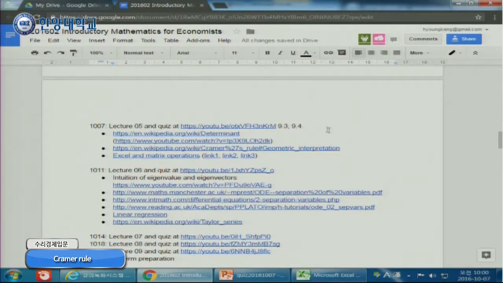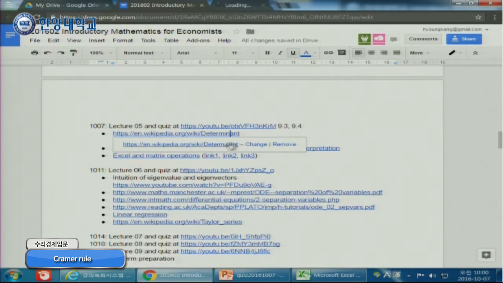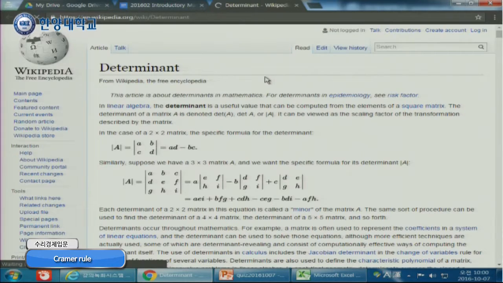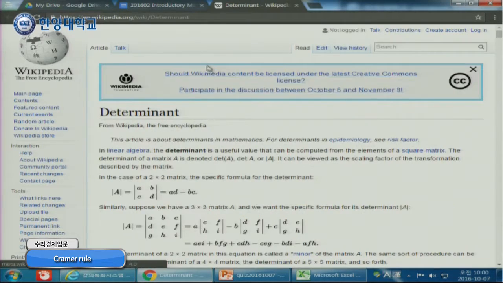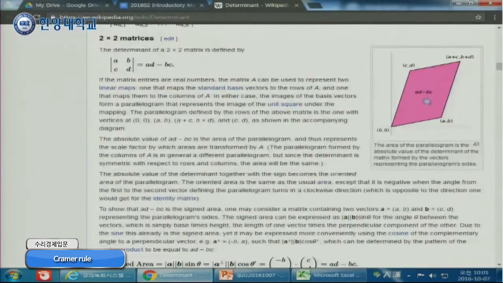Today, the intuition of the eigen... Yeah. So, determinant actually. Wikipedia also has a very good explanation about the determinant. It explains that the determinant is basically size, right? If we are interested in the determinant, this is what we can think about.